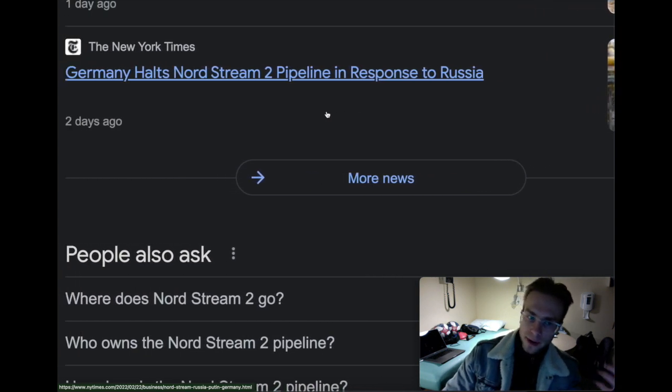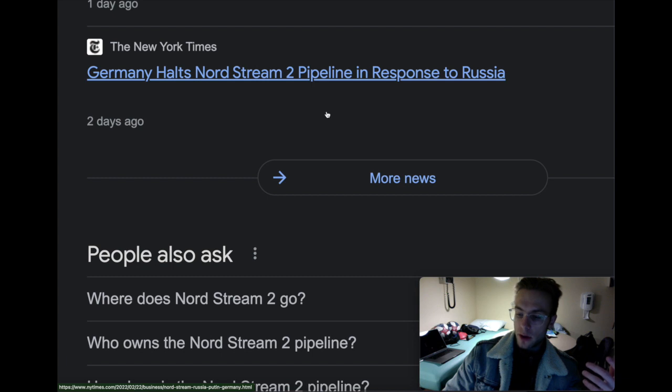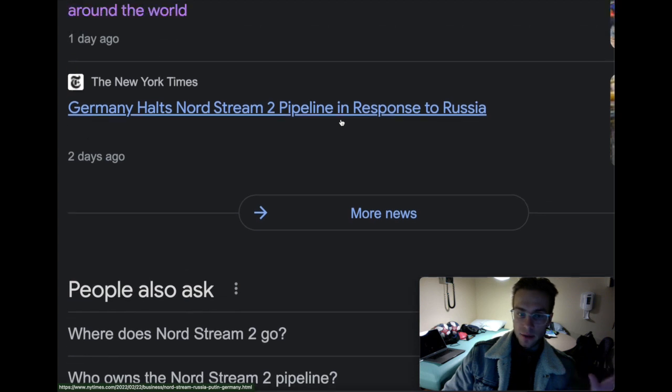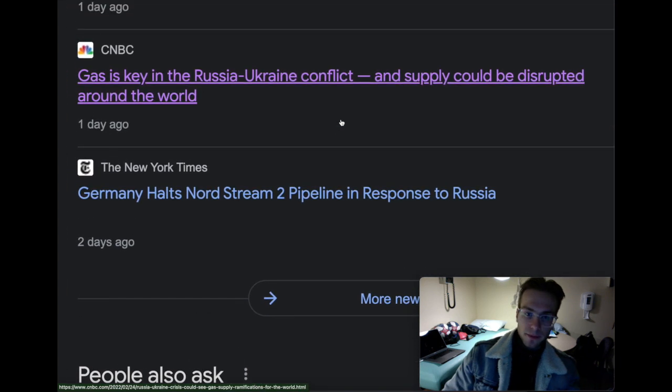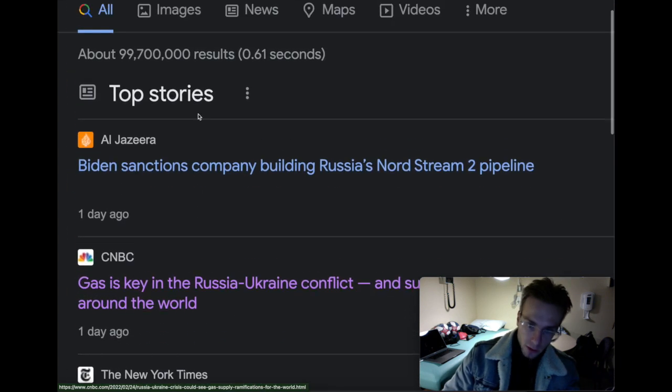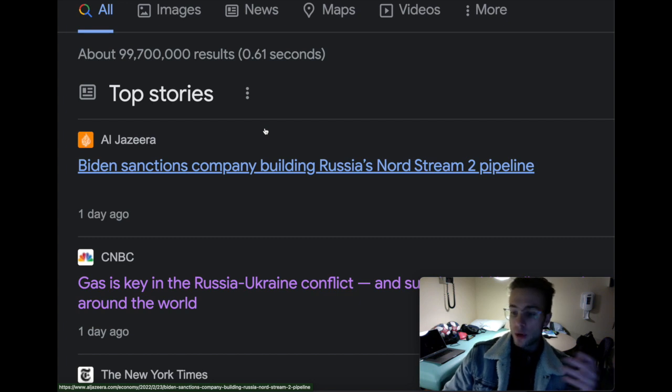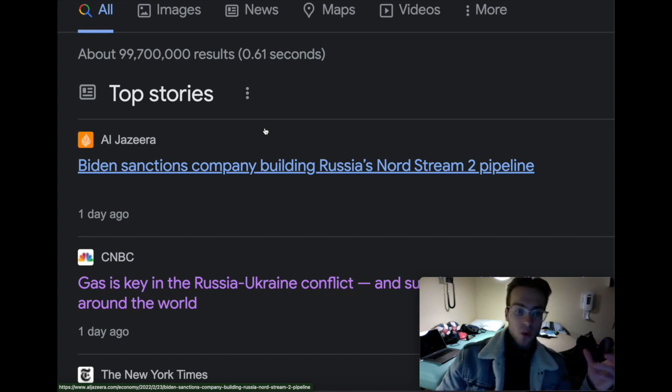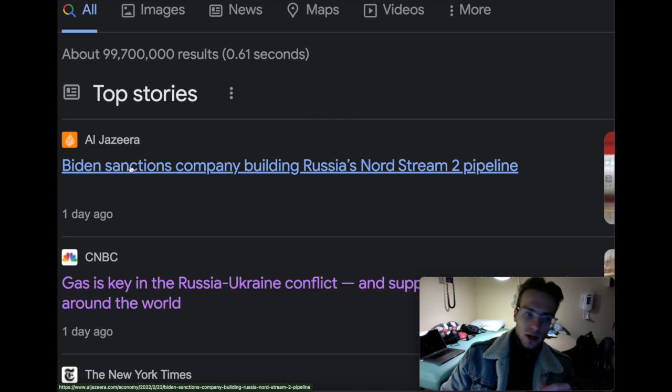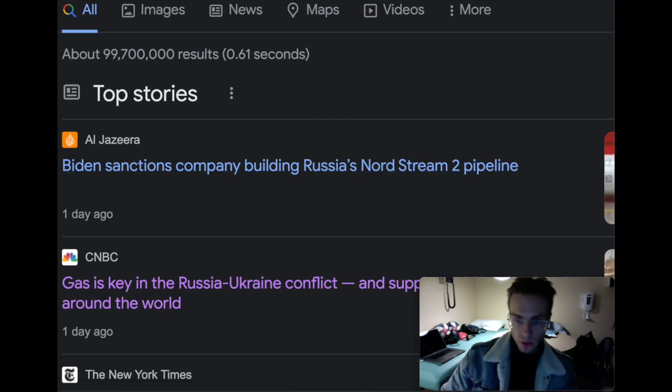So while they're building their own reliance on oil, what could happen is there's going to be increased need for transportation of oil using ships like Nordic American tankers, right? Because they're not getting it through these pipelines. So also supply could be disrupted around the world. And to compensate for that, oil tankers might need to ship excess oil to these countries. And Biden sanctions company building Russia's Nord Stream 2 pipeline.